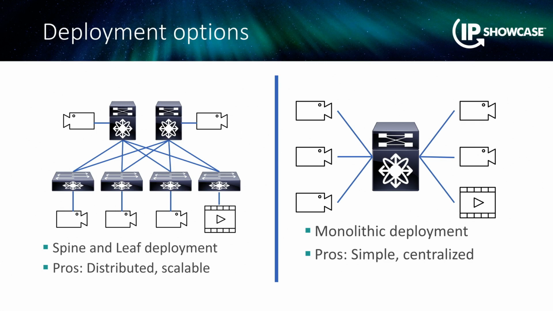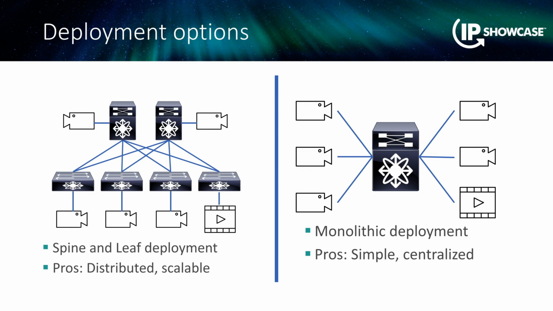On the other side, if you go with a single chassis switch type of deployment, you are more tied to a single space, so you have to get everybody to that single space. But your network configuration is simpler. I have only one device to configure. I don't need to worry too much about who gets there and how.